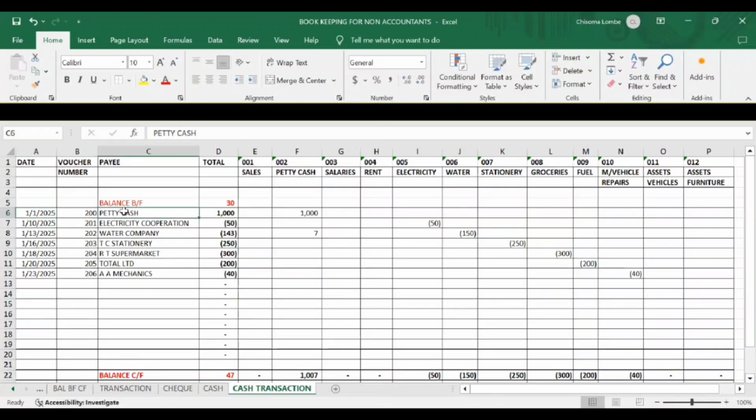So the first entry is voucher number 200, petty cash. And in this case, we have received petty cash of 1,000. Remember the bank, in the bank it was a negative. In the bank check Excel sheet, it was a negative. But because we have received it in this account, it's a positive. And all the other expenditure in the petty cash Excel sheet is negative because we're paying out the money, and the money is from the 1,000 that we have received from the bank.